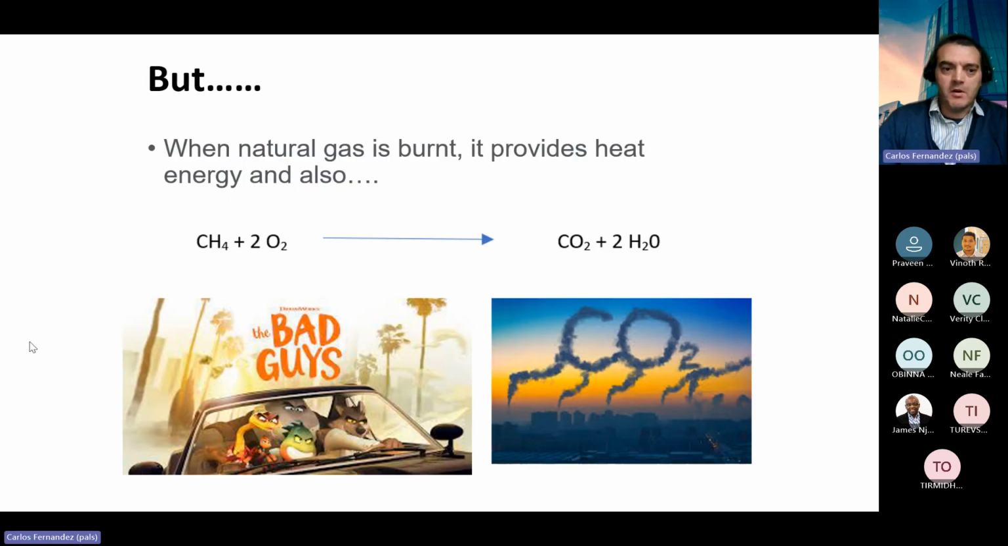However, as you can see here, when natural gas is burned, it provides heat energy and also our friends, CO2, okay, and water. So this is the main product.